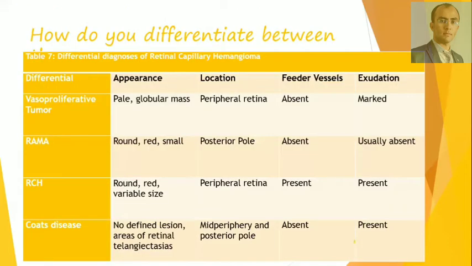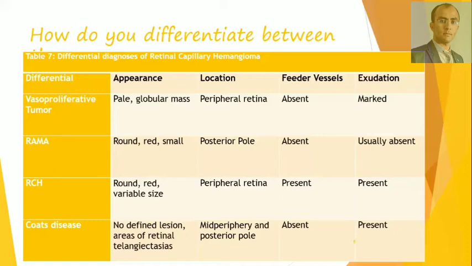Here I've summarized all the major important things on how to differentiate between each of these tumors. The vasoproliferative tumor will be in the peripheral retina, a pale globular mass, with no feeder vessels and marked exudation. Although we can see exudation in retinal capillary hemangioma, for that reason I have mentioned Coats disease at the bottom, as our patient was already diagnosed with Coats disease in the other eye, which was lost after the treatment and had shrunken.